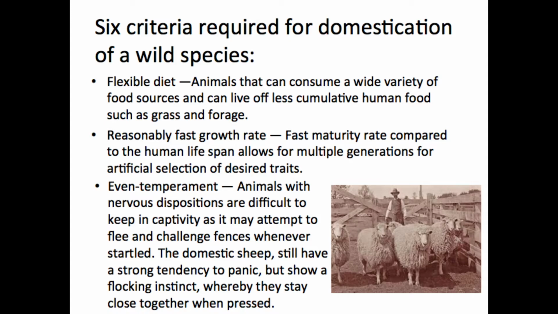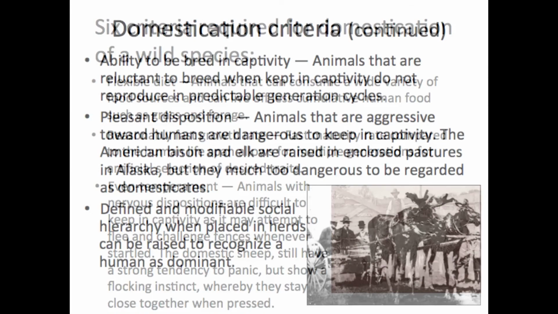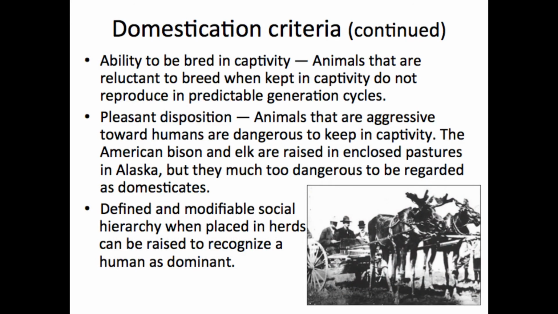Another characteristic for an animal we have is the ability to breed in captivity. Some animals, we just cannot get them to breed behind fence. But we need to be able to have them breed behind fence, so we have very predictable generations that allow us to select for characteristics we want in a domestic animal.